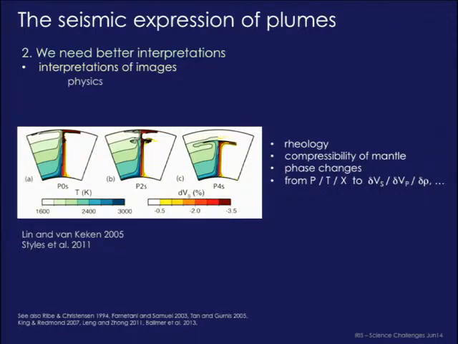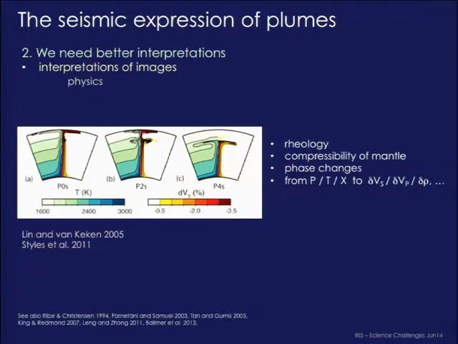The third thing about better data is better interpretations. When we're looking at seismological images, we have to consider whether they're consistent with the physics of the process that you're studying. So for plumes, we have to, for example, consider how geodynamics and mineral physics expect plumes to look, how they predict plumes to look.